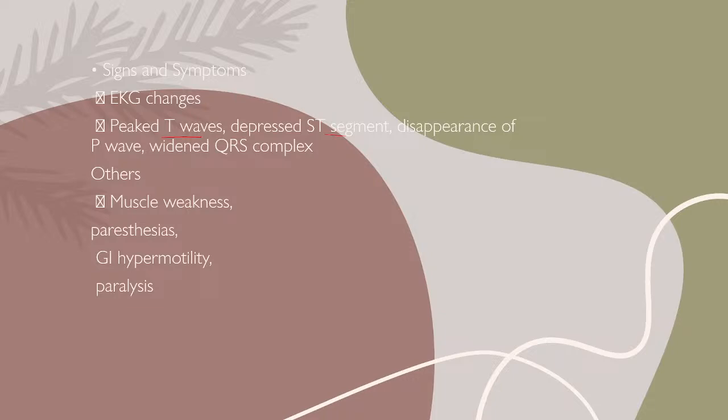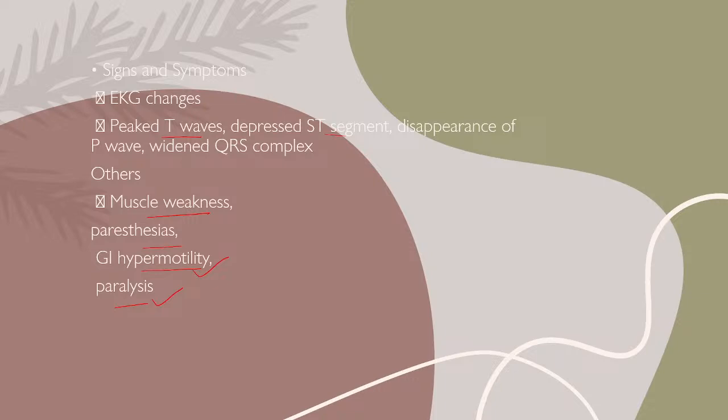So the T wave would be peaked, the ST segment would be depressed, and the P wave may disappear with widening of the QRS complex. This is very important. You need to remember these ECG changes in case of hyperkalemia. The other symptoms are muscle weakness, paresthesia, GI hypermotility, and sometimes paralysis.